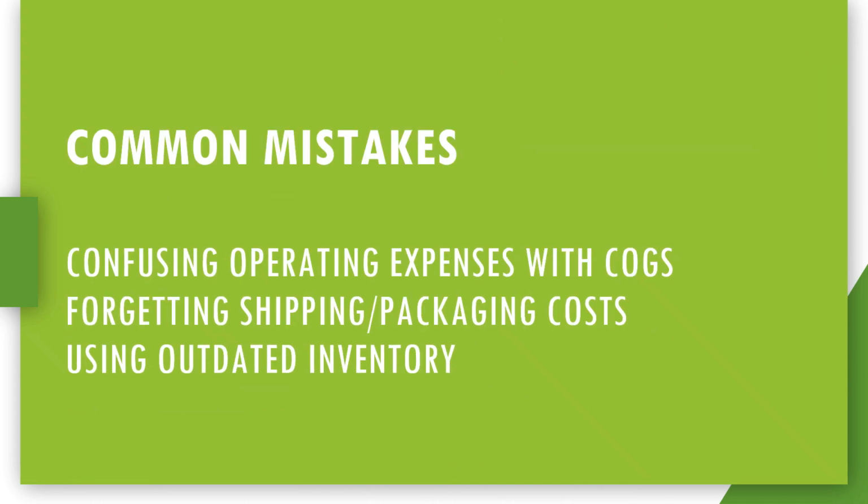Common mistakes include mixing indirect expenses like rent or utilities into COGS. Also, small costs like shipping or packaging are often overlooked. Another trap is using outdated inventory data. Even small errors can distort profitability calculations. Accurate tracking and categorization are critical for clarity.